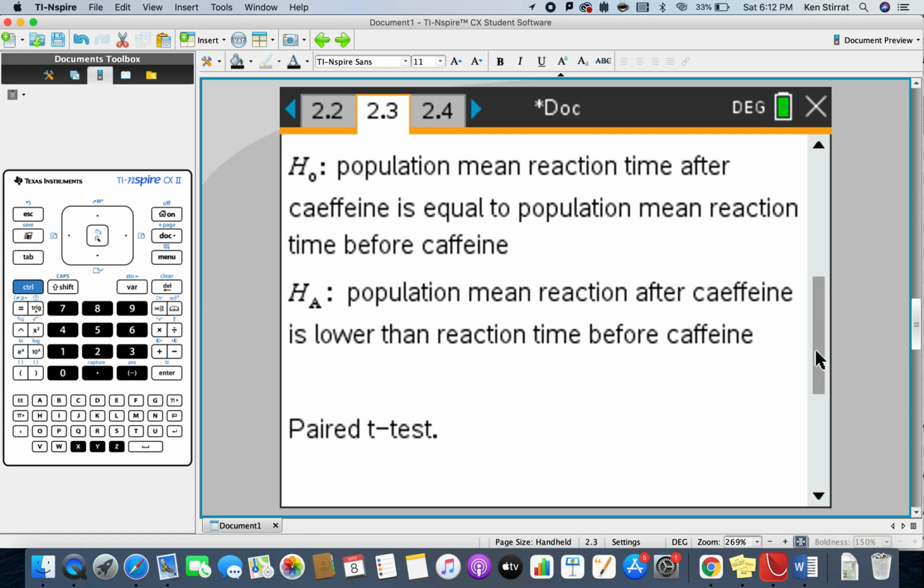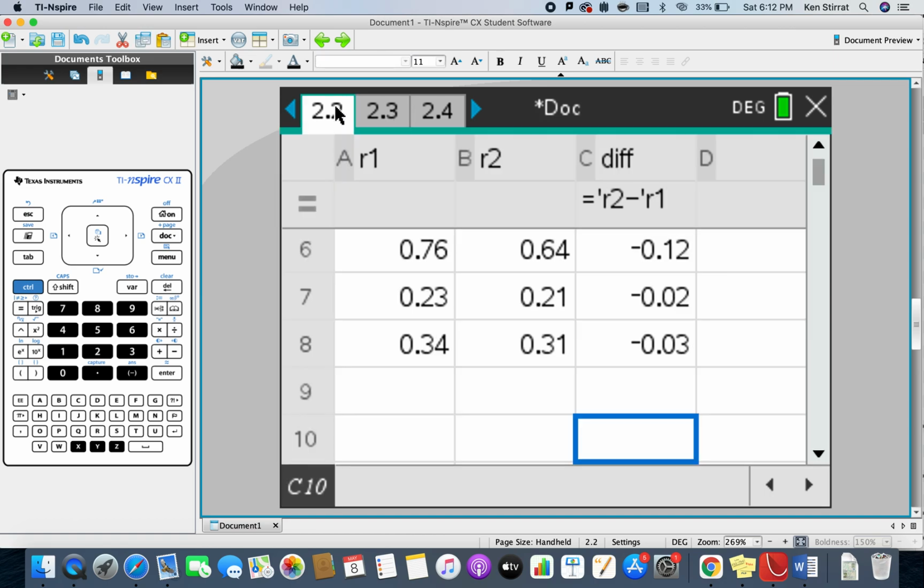It doesn't matter what you as a researcher think might be the link. What you think might be the link is usually reflected in the alternate hypothesis. So you think the population mean reaction time after caffeine is lower. So it's kind of like a one-tailed t-test. So let's go back to our data.